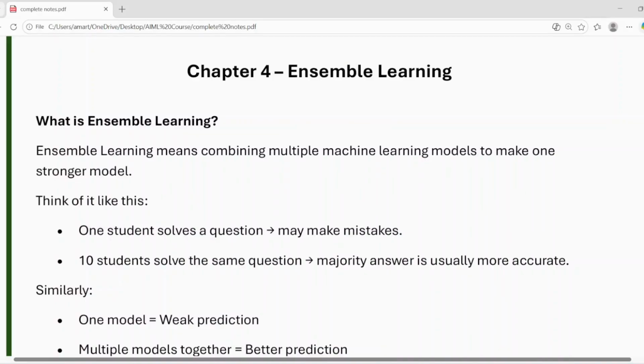So our today's topic is Ensemble Learning. So what is Ensemble Learning? Ensemble Learning means combining multiple machine learning models to make one stronger model.